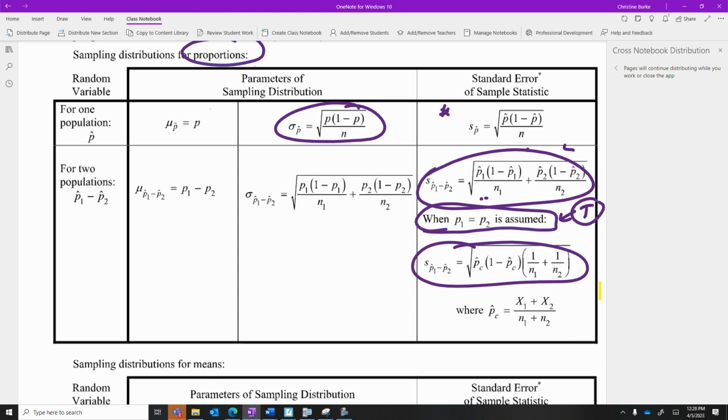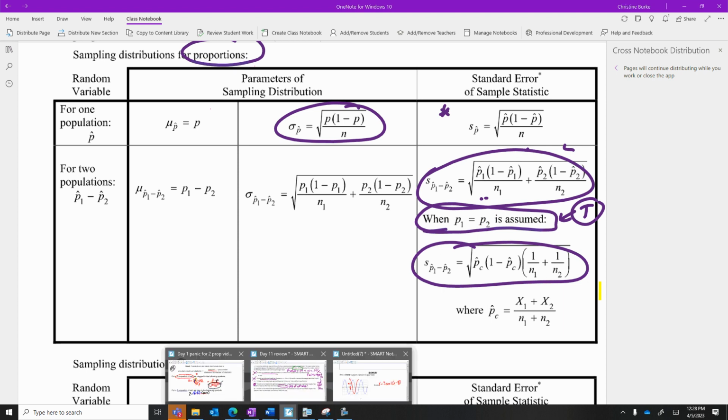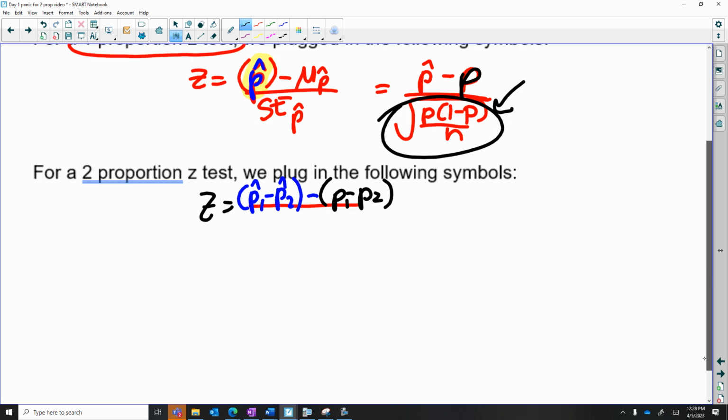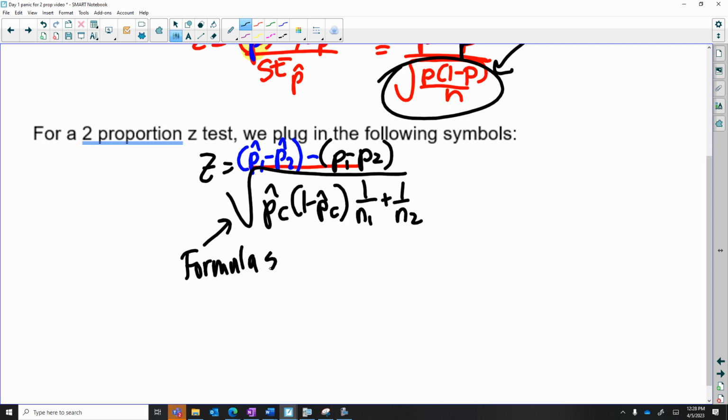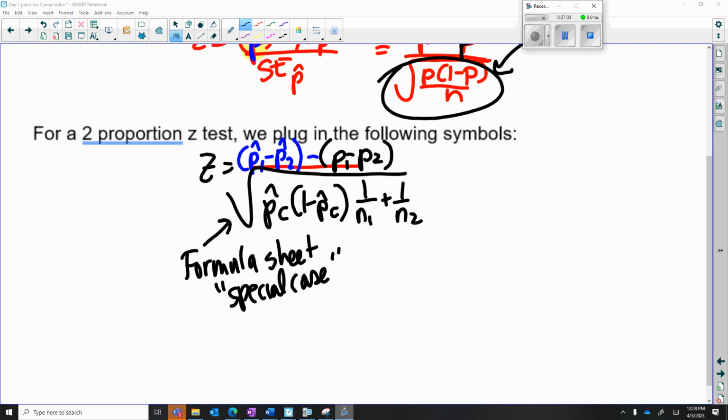This is going to be called a pooled p hat. So let's write it down and then I will explain. The p hat c is actually the pooled p hat. It's the square root of p hat pooled times 1 minus p hat pooled, times 1 over n1 plus 1 over n2. This is right off the formula sheet, and it's the one that says special case.